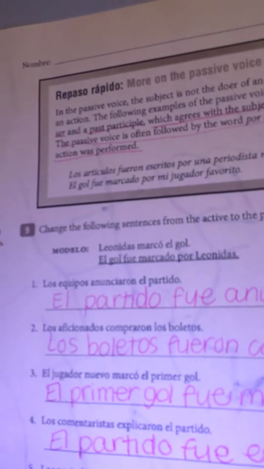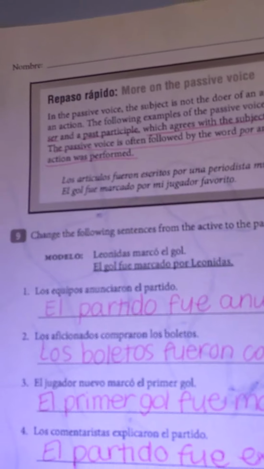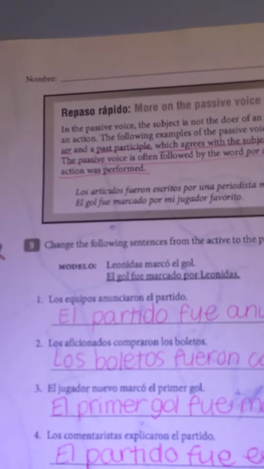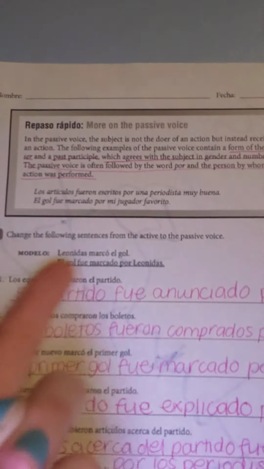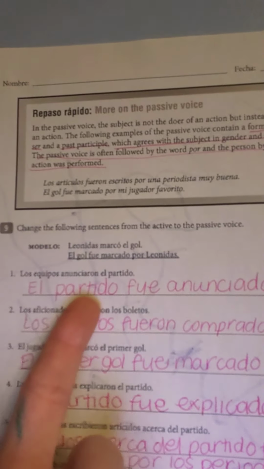So amigos, what we are going to do here, if we take a look at our active sentence for número 1, los equipos anunciaron el partido. Anunciaron is going to be third person plural in the preterite, so we know we're going to roll with fue. And now el partido is going to become the subject. So it would roll like this. El partido fue, because our subject is third singular, anunciado, okay? Why? Because el partido is masculine singular. And then por los equipos.